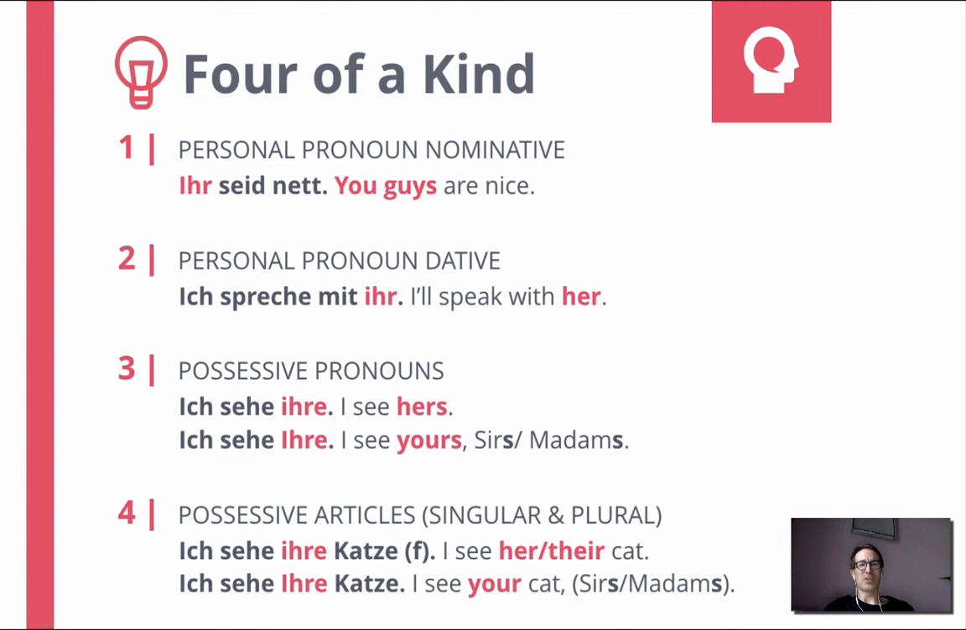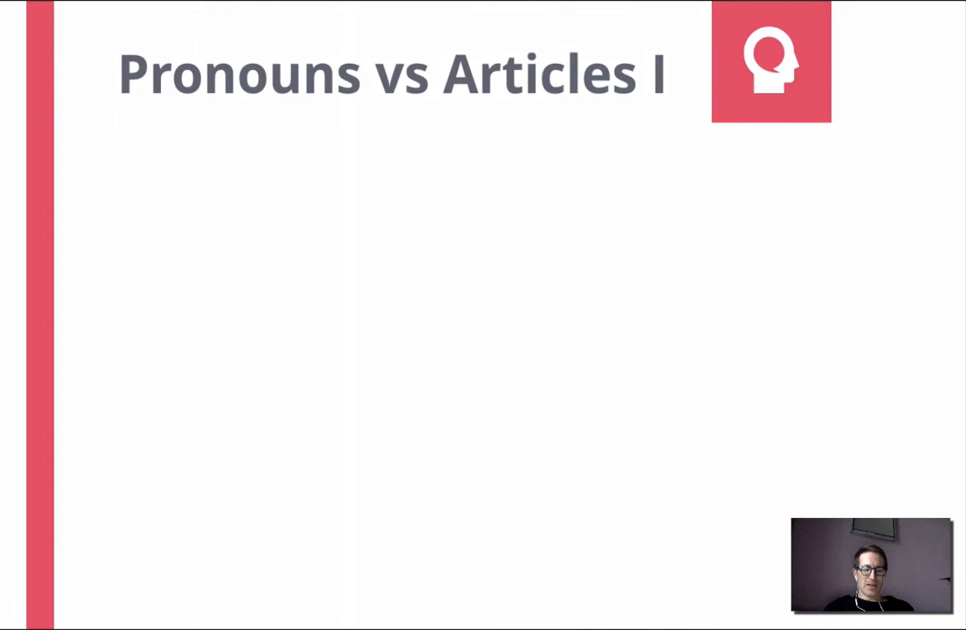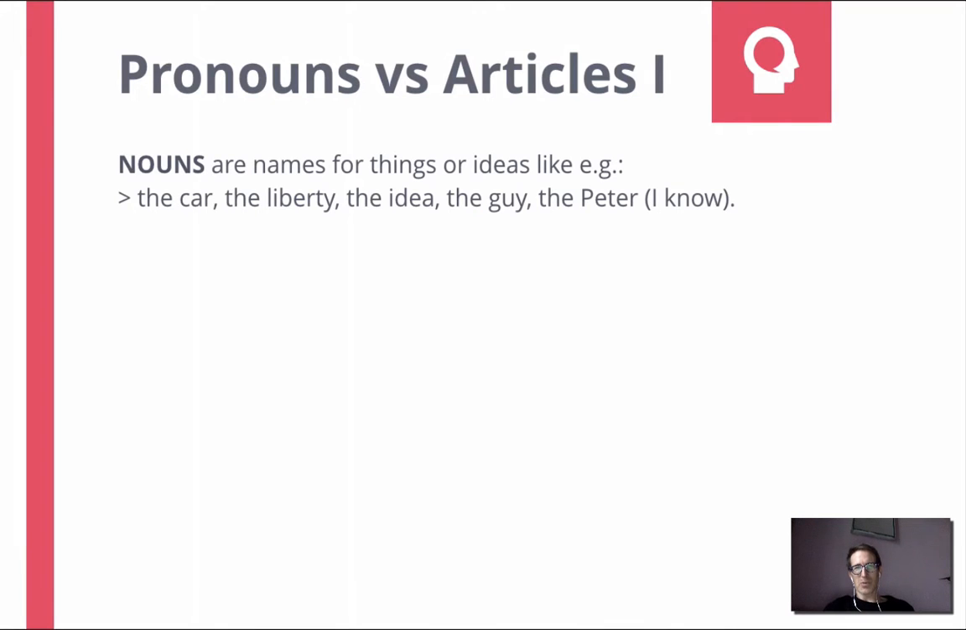Let's take a look at the functions. The words pronouns and articles describe functions. So let's take a look at what they mean. Let's start with pronouns. The word pronoun contains the word noun. A noun is a fancy way to say name. It's a name for a thing or an idea, for example, like the car, the liberty, and so on. Even the Peter that I know.